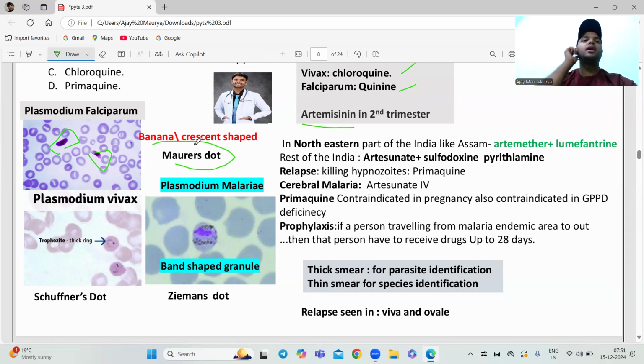The Maurer's dots, and these are thick rings. There is a Schüffner's dot. This is the Schüffner's dot. See, guys, Plasmodium vivax has the Schüffner's dot. How are you going to remember? See, Plasmodium vivax, in viva they will shuffle the questions. That's why the Schüffner's dot is seen in Plasmodium vivax. In Plasmodium malariae, it's like a band shape.